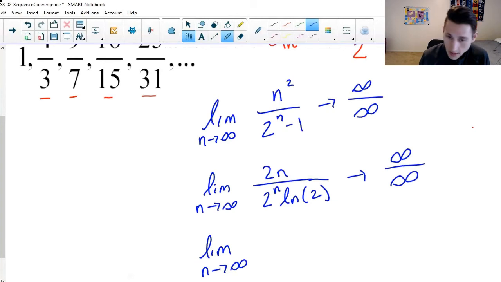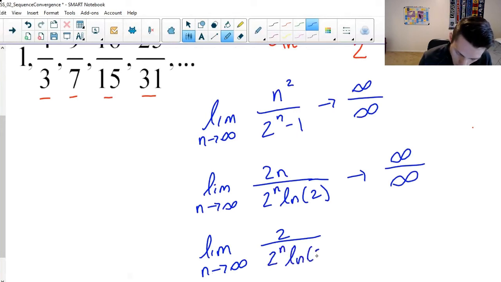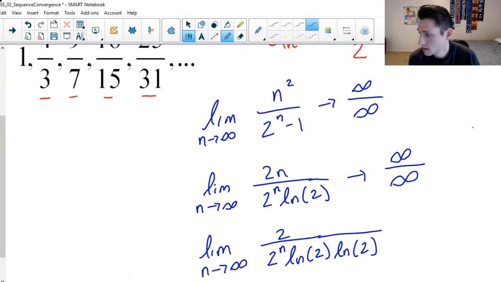So we'll do L'Hopital's rule again. Derivative of 2n is 2. Derivative of 2 to the nth times natural log of 2. So that would be 2 to the nth again, natural log of 2 times natural log of 2.